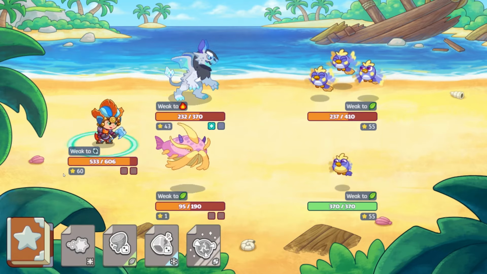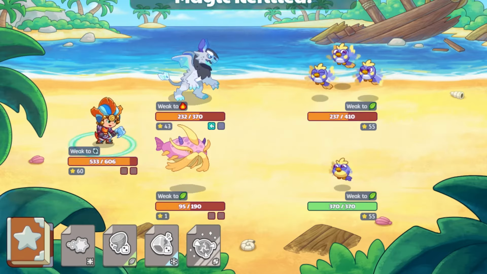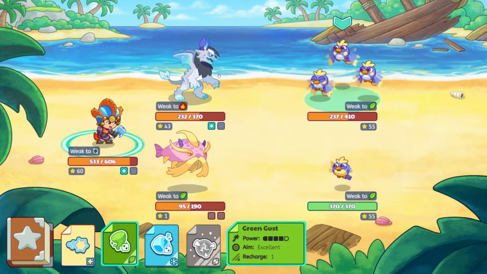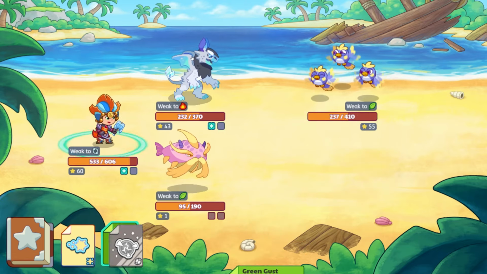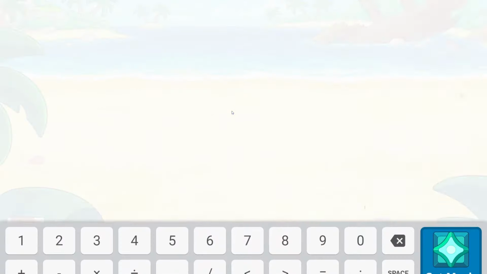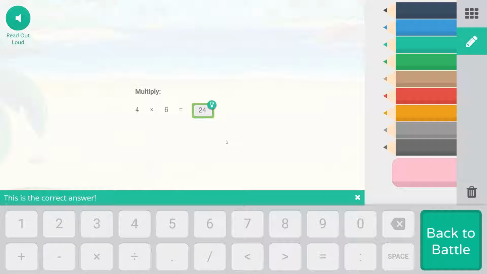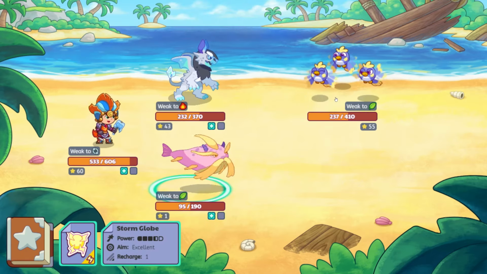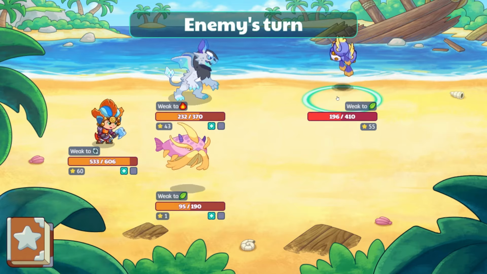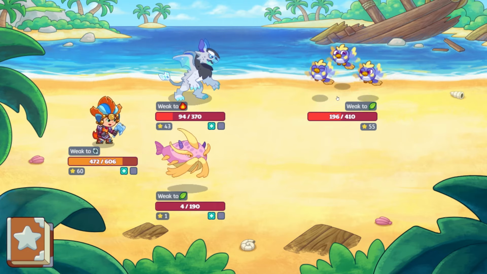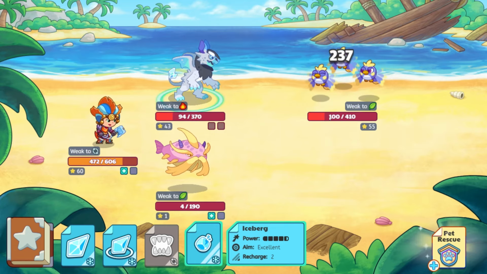7 times 5 is going to be 35. Woohoo. And let's see. Boom. And 4 times 6 is going to be 24. We'll see 1 for each of these numbers. Storm Globe. And that, wow, still around. Nice. Okay, so Iceberg should finish this off, I believe. Nice.